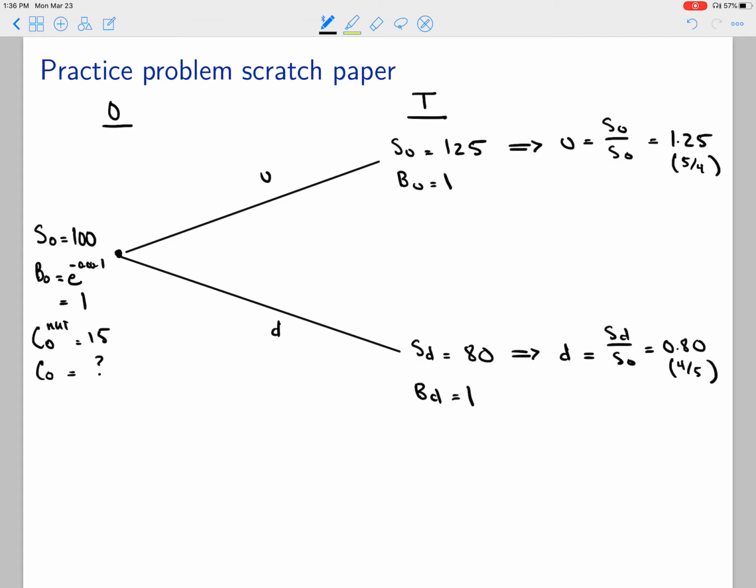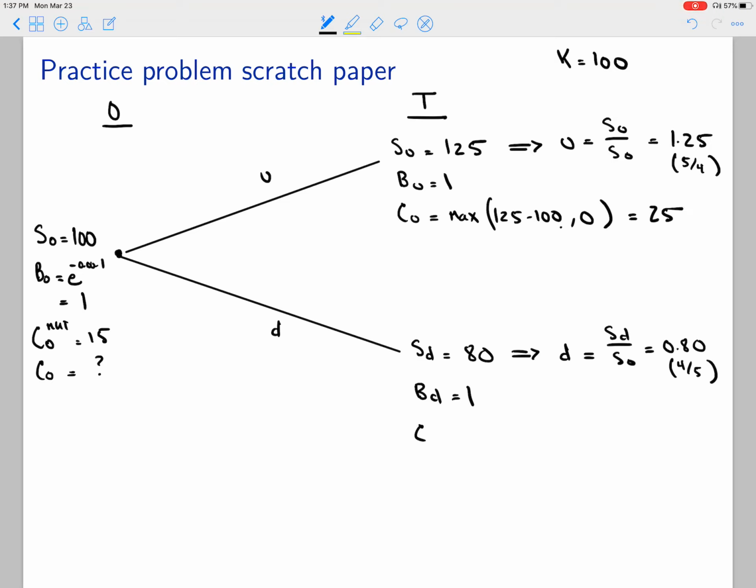The final component of the model is the payoffs to the call option in the up and down state. The strike on the call option, we'll write it up here on the top, is K equal to 100. The payoff to the call in the up state depends on the stock's payoff. It's equal to the max of S_U minus K and 0. Plugging in our inputs, 125 minus 100, this is equal to the max of 25 and 0, which is 25.